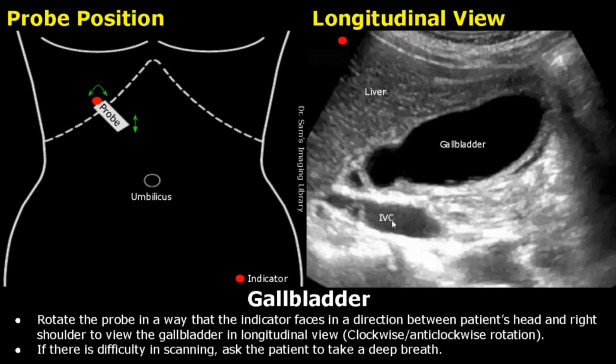If there is difficulty in scanning, you can ask the patient to take a deep breath. This pushes the liver and the gallbladder below the rib cage and is easier to visualize.